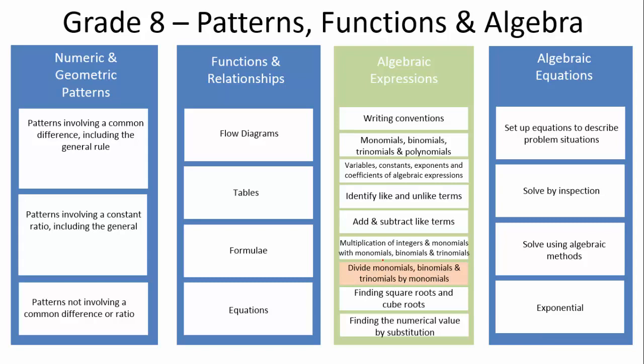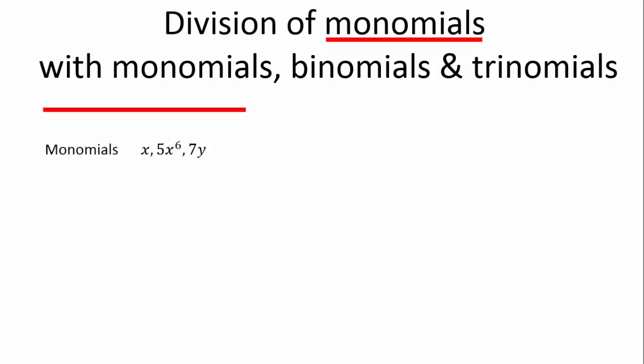Okay, grade 8, we're now doing dividing monomials and binomials and trinomials simply by monomials. Let's get straight into this. Right, so we're looking at the division of monomials. What is a monomial? A monomial is simply one term, so x, 5, x to the 6, 7y.